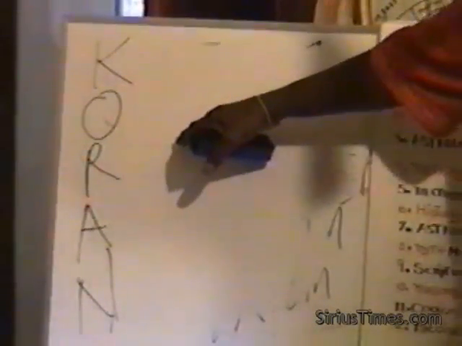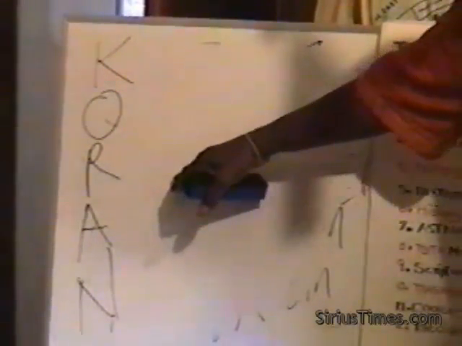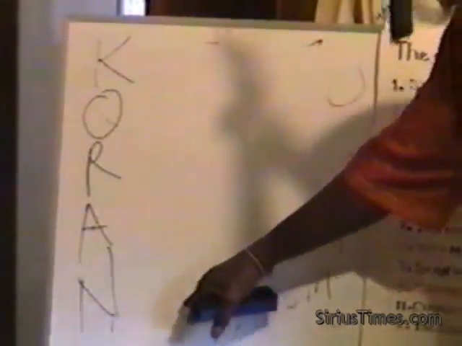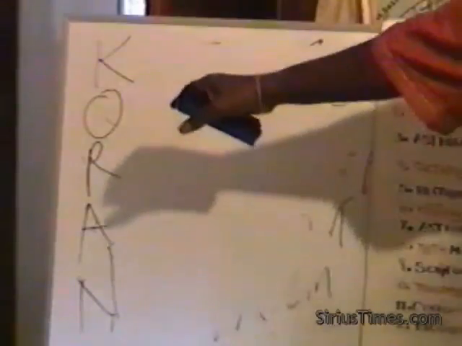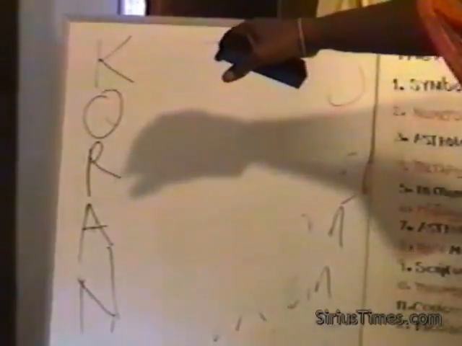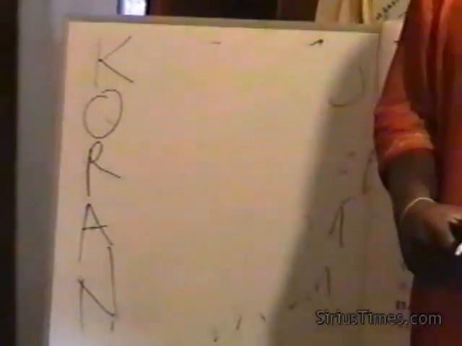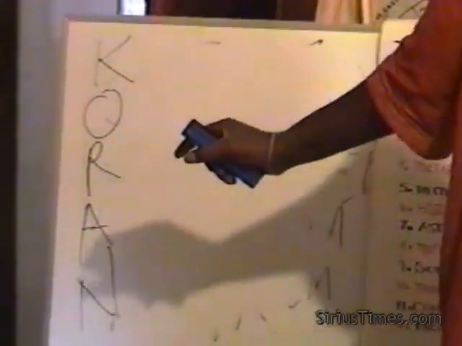K-O-R-A-N. Knowledge, K. Order, O. Rhythm, R. Astrology, astronomy, A. Nature, N. That's on the Masonic marquee in many cities, especially in Cleveland: the Al-Quran, Masonic Lodge. That's not on the Quran.